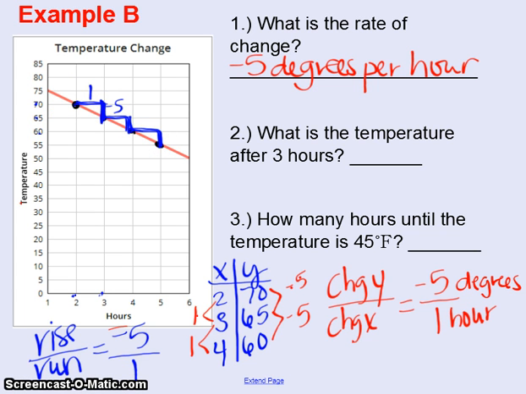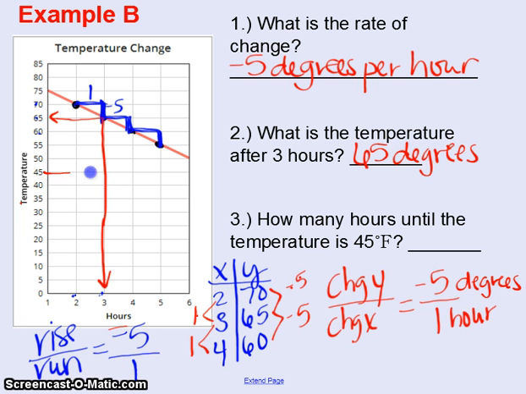Number 2 says, what is the temperature after 3 hours? Well, here is hour 3. So let's go to its point. Well, my temperature is 65 degrees. Okay, how many hours until the temperature is 45 degrees?